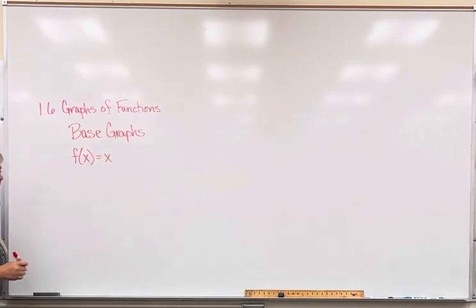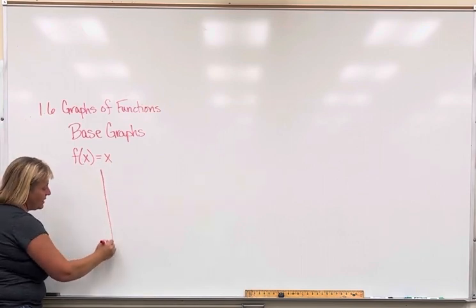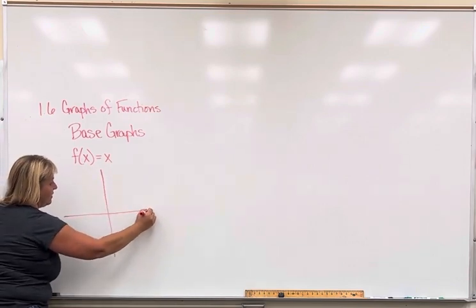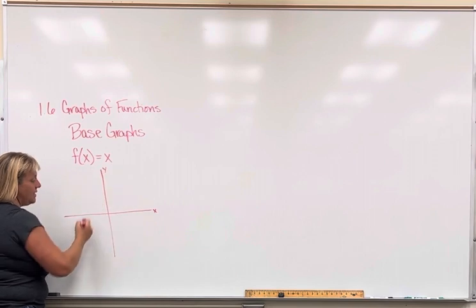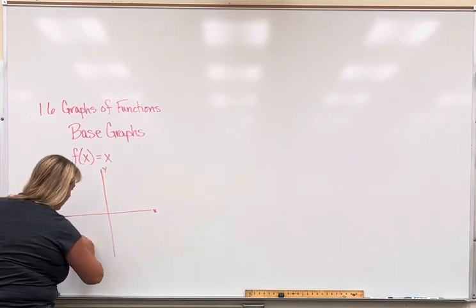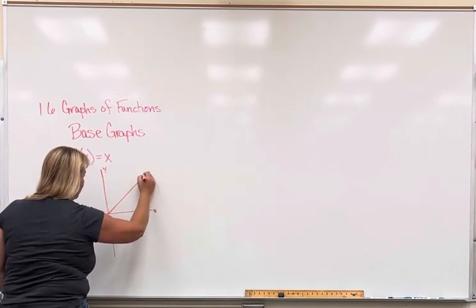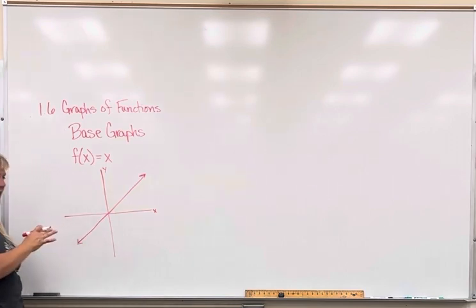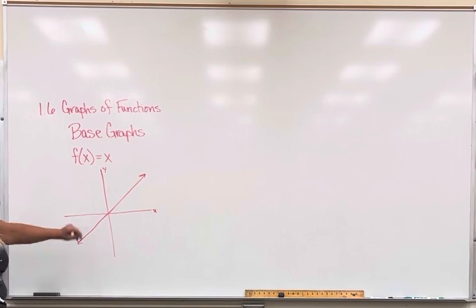f of x equals x. Okay, f of x equals x. And whenever you see this function, this is your diagonal line. And I'll give my graphing a little bit of a break. It's not going to be perfect. But f of x equals x is the diagonal line. So anytime you see that one, that diagonal line should pop in your head. And the more that can happen, the easier life is going to be on you. Okay, so there's our first base graph.